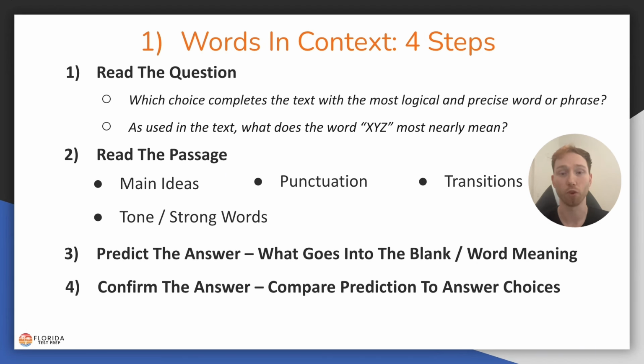4, you want to confirm the answer. You want to take your prediction and compare it to the answer choices. A lot of the time for easier vocabulary problems, maybe in the first module, this is really helpful. You can even predict the correct answer before looking at the answer choices. You just want to use your prediction to help you choose the correct answer. But for the harder ones, it's a little bit more complicated.